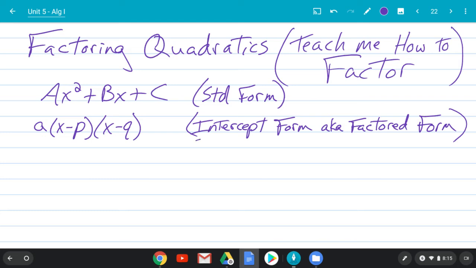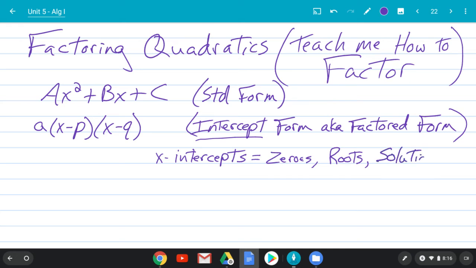Well, intercept form tells me my x-intercepts. What is another name for x-intercept? Well, that is the zeros of the function. That is the roots of the quadratic. That is the solutions. That's what we're looking for. We want to know where this parabola crosses the x-axis because that's my solutions or my zeros or my roots. Okay, that's what we'll be looking for.